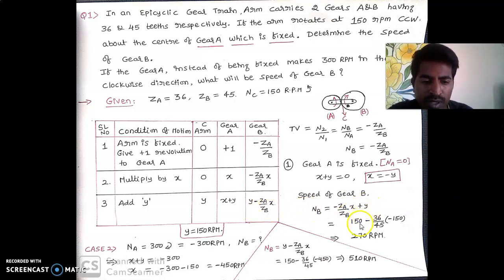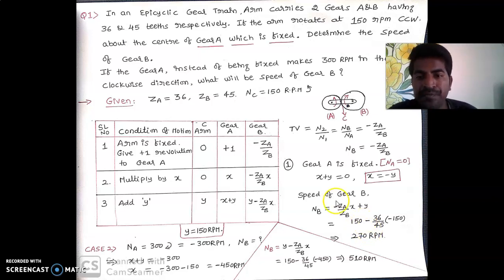Now y is equal to 150. ZA by ZB is given data, and x is equal to what? Put this value. X is equal to minus y. What is y? Y is 150 because it is a given data. Speed of the arm is y, so y is 150. That's why keep 150 here. And because x is equal to minus y, minus 150. Then cancel these things and you will get the value 270 RPM. Is it clear? Speed of the gear B is 270 RPM.